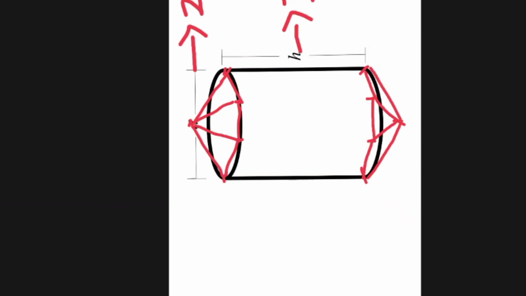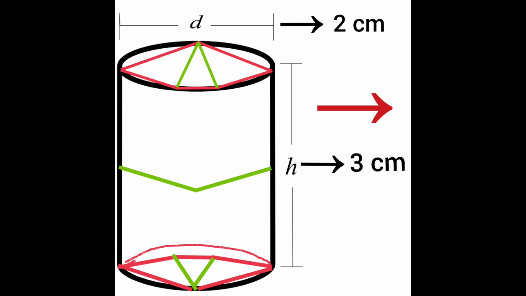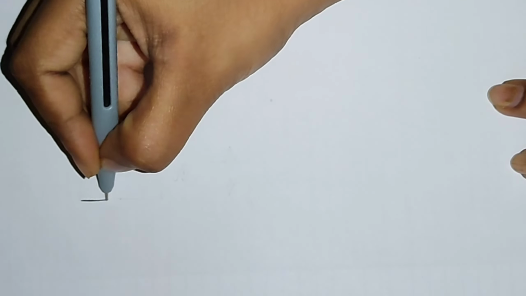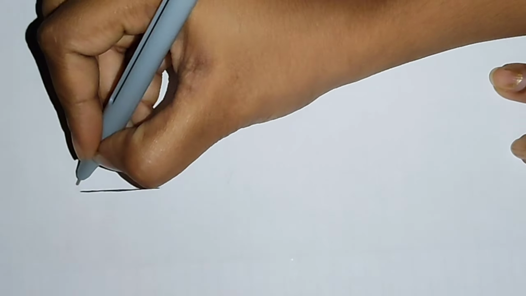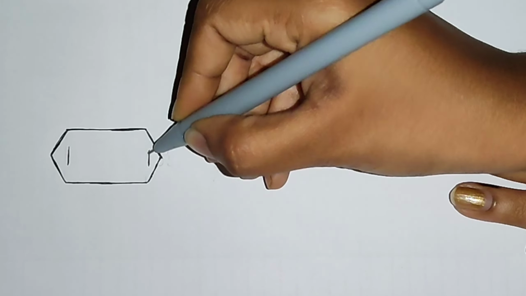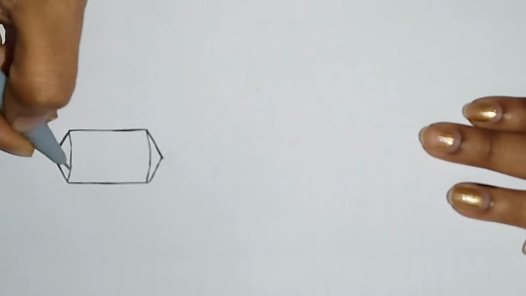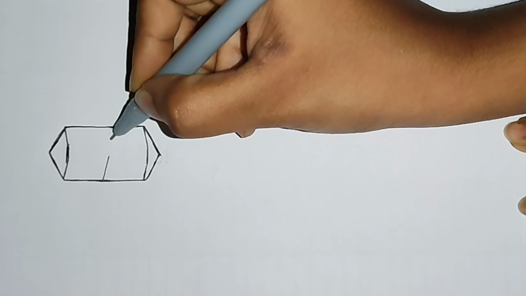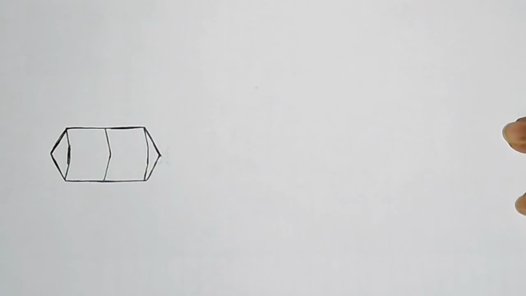After joining the lines, the diagram would look something like this. So mark the points correctly and join them. So now with these instructions, let's start drawing it on the paper. Now draw the remaining lines.